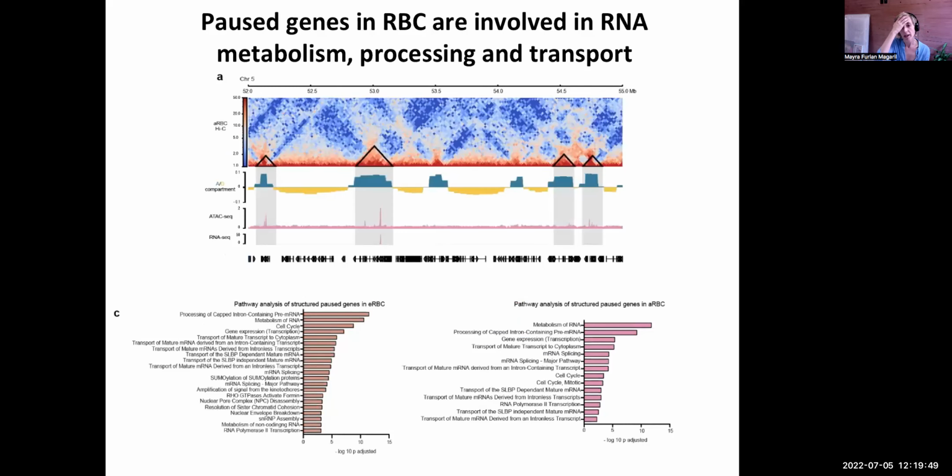So when looking a bit more in detail at which type of genes are present in these poised state structured mini domains, very interestingly, we could see that most of these genes fall into RNA metabolism, transport, processing, etc. So we think that this genomic structure is providing a poised transcriptional structural state of this genome, so that upon certain stimuli, they might be able to mount a significant transcriptional response and start transcribing.